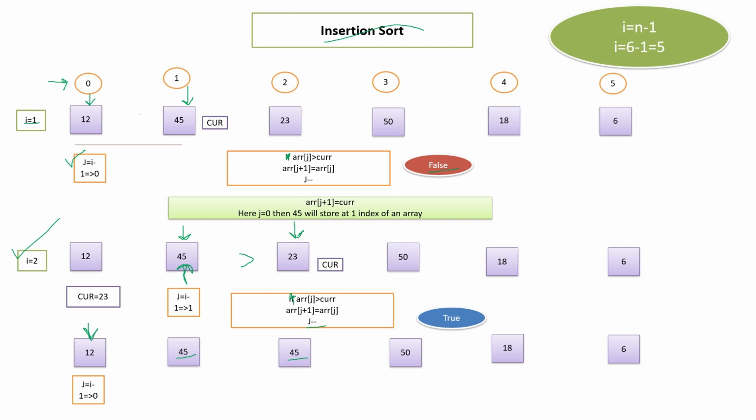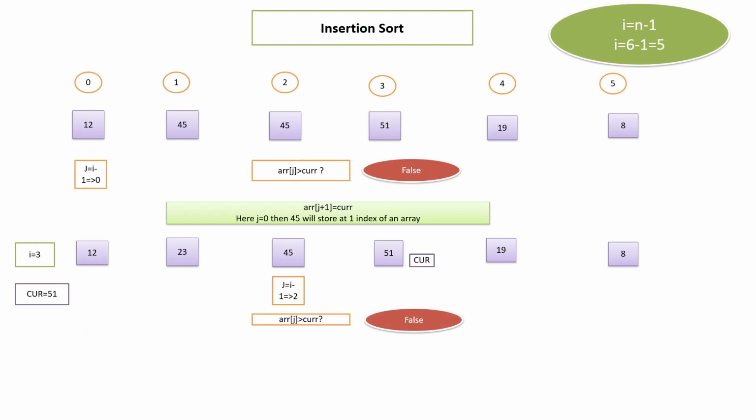After that we check again whether array j is greater than our current. Our array j element is 12 and our current element is 45. When we compare this, we find that it is a false statement. Here the current variable is 23.